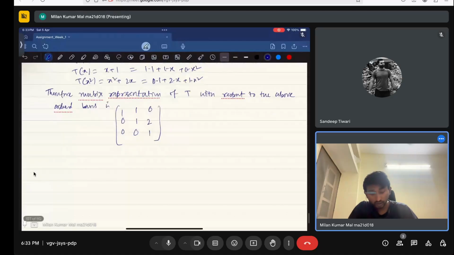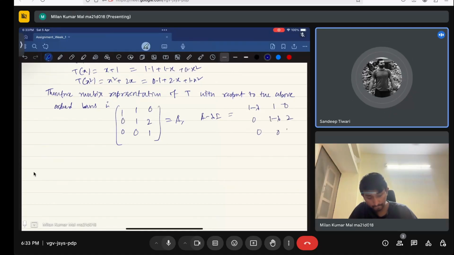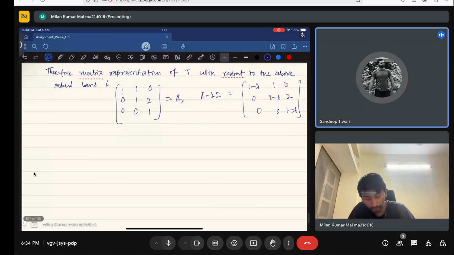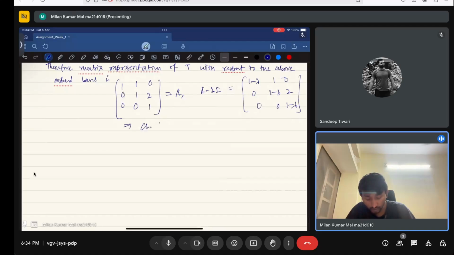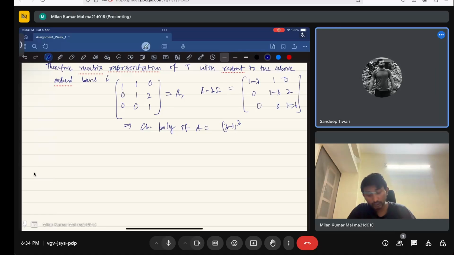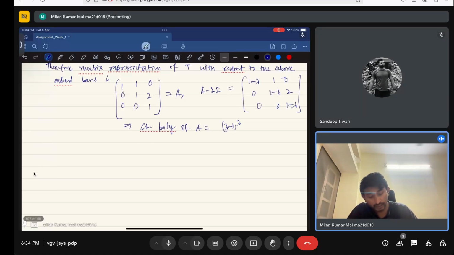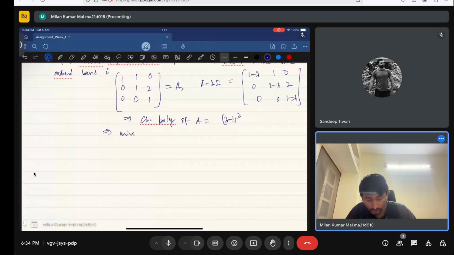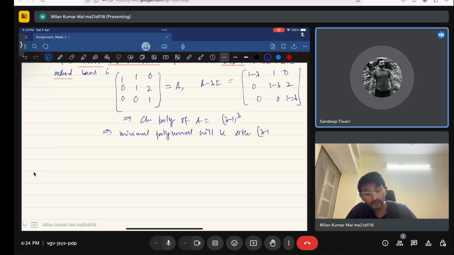So if I write it as A, then A minus lambda I will be 1 minus lambda, 1, 0, 0, and so on. This is an upper triangular matrix, so the characteristic polynomial is just the product of the diagonal terms. Therefore the characteristic polynomial of A is (lambda minus 1) whole cube. So the minimal polynomial will be either (lambda minus 1) square or (lambda minus 1) cube.